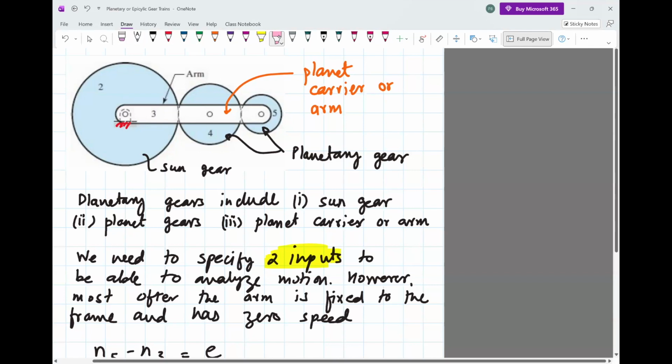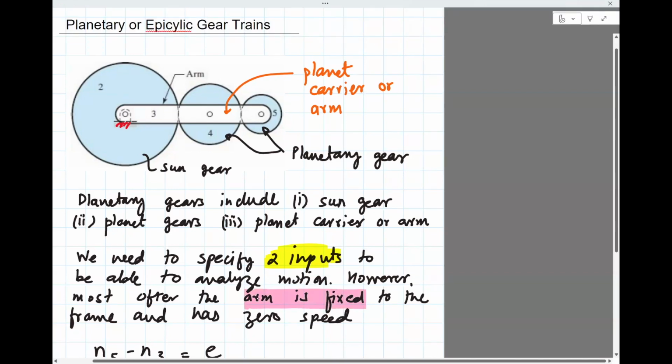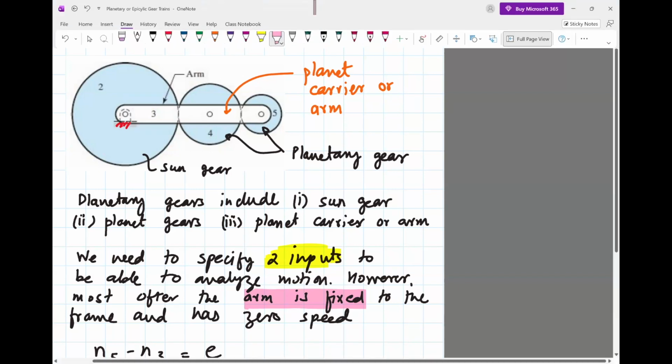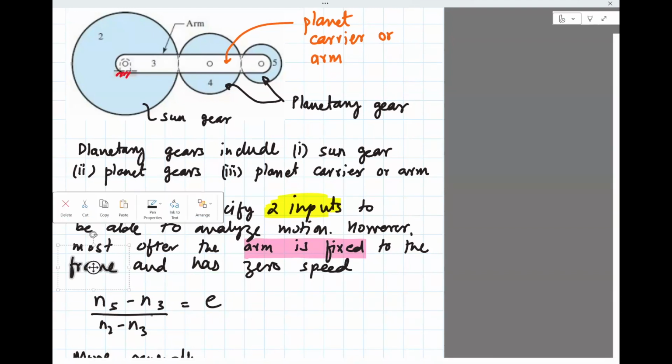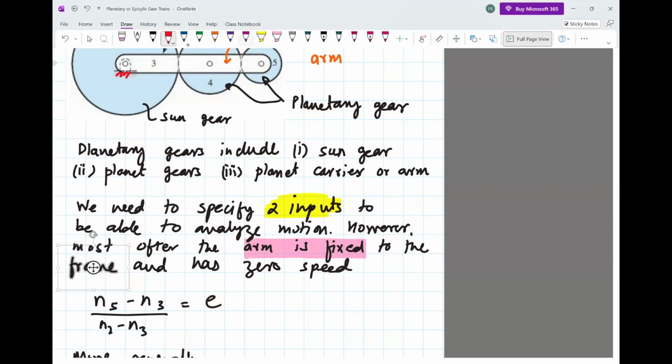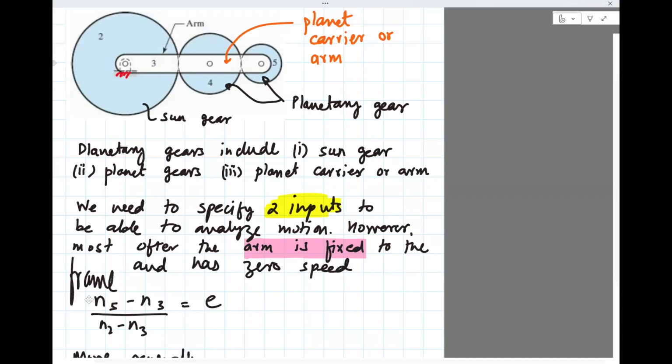So the arm is fixed. If the arm is fixed, then its speed is going to be 0, and you can use that to solve for other variables. For this particular setup, n5 minus n3 divided by n2 minus n3 is equal to E. E is the same formula written earlier, driven divided by driving.